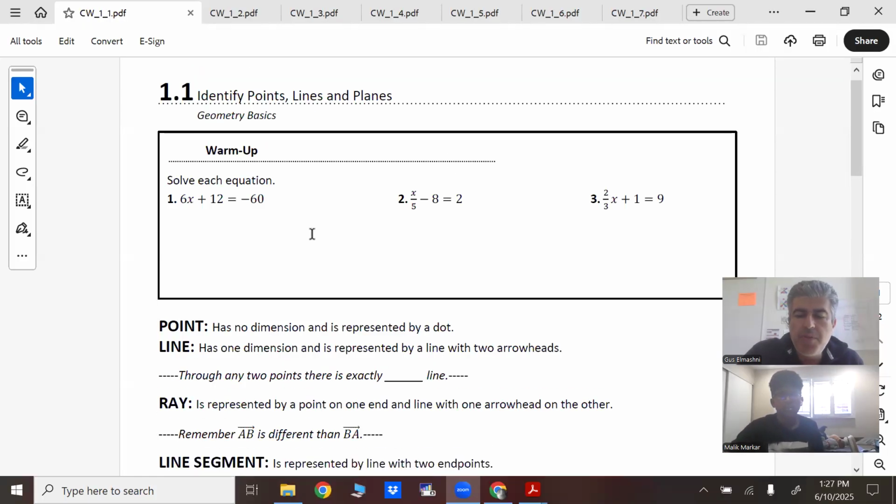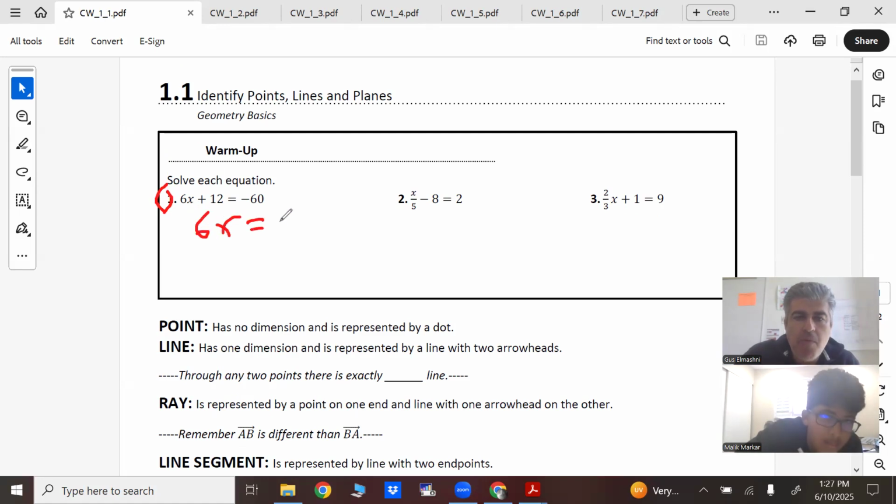Okay, so just some basics. How will you solve the first equation here? Is it just algebra? Am I solving for x? Yeah. Okay, so 6x plus 12, I'll do 6x and then minus 12 on both sides. So 6x equals negative 72. And then I'll divide by 6 on both sides, then x would equal negative 12. Okay.